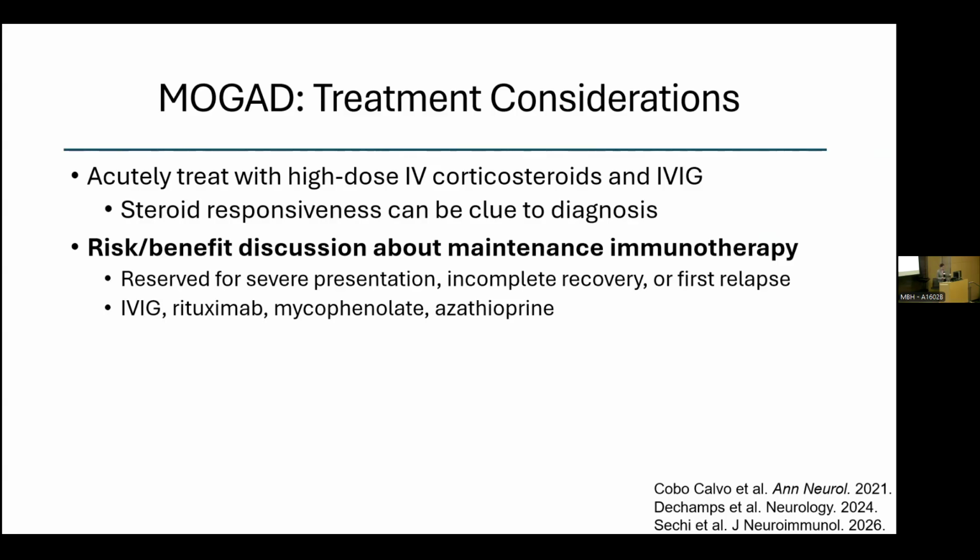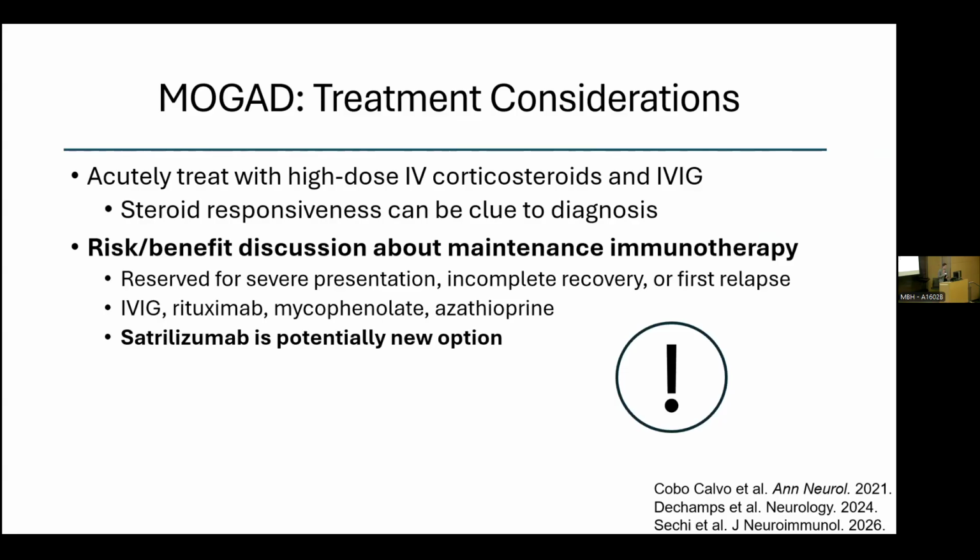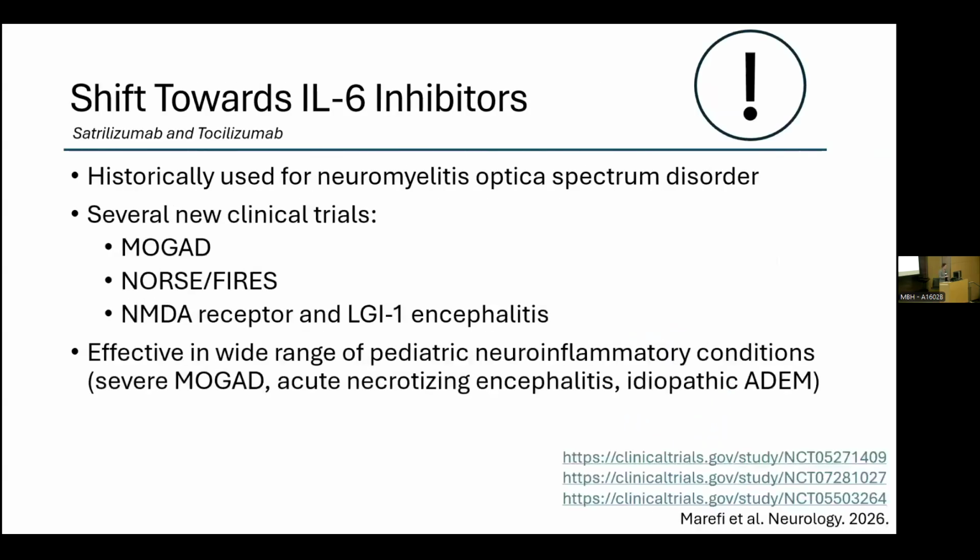Usually we reach for IVIG, sometimes rituximab, Cellcept, or azathioprine have commonly been what we've used. But satralizumab is kind of the new kid on the block. It's an IL-6 blocker, similar to the tocilizumab that I mentioned for anti-NMDA receptor encephalitis, and we think that IL-6 and T cells do have a role in MOGAD as well as other neuroinflammatory diseases. So targeting that with medications like satralizumab or tocilizumab, there's increasing evidence to suggest that it actually may be pretty effective.